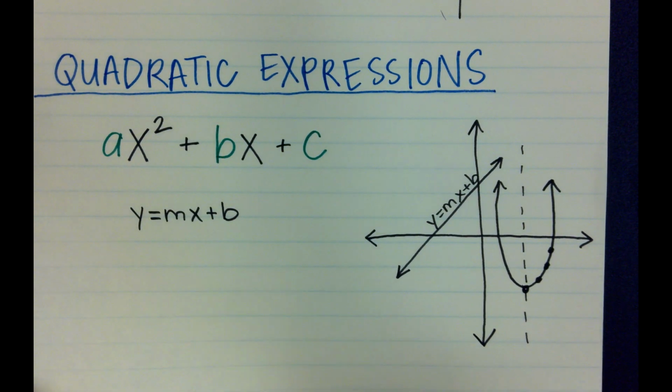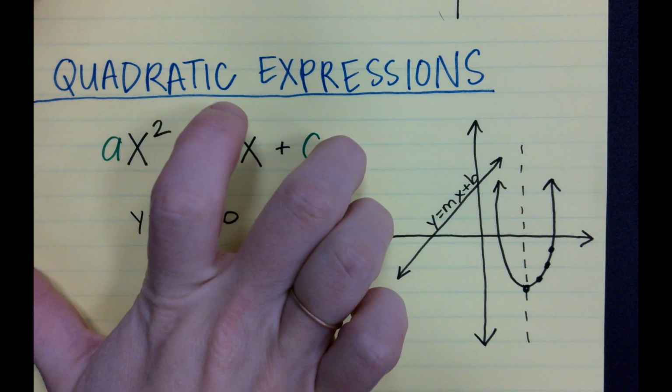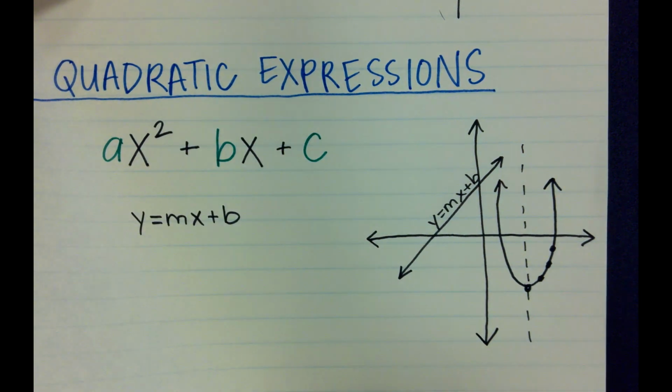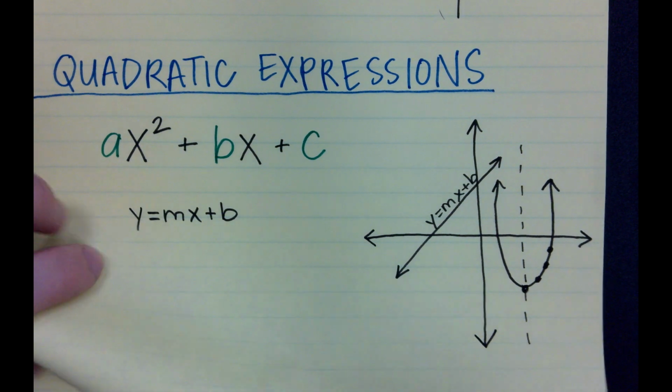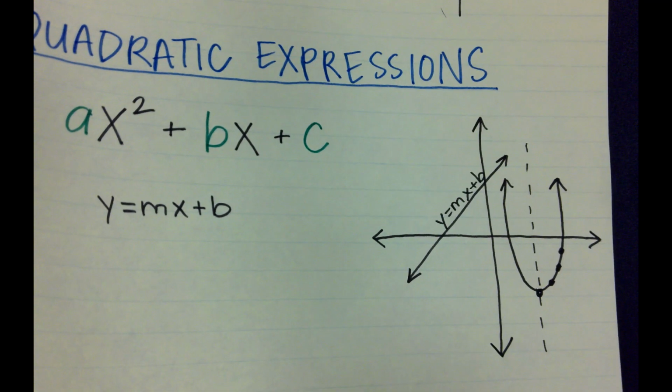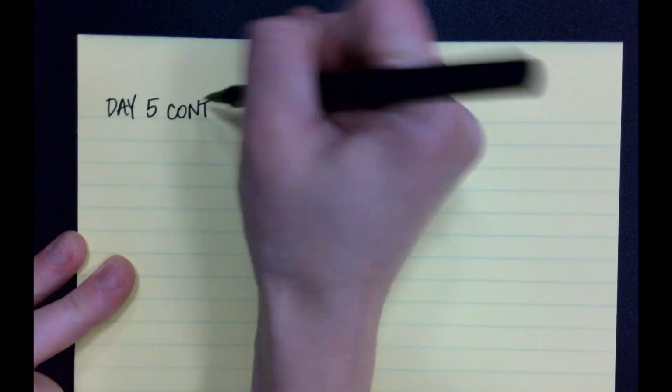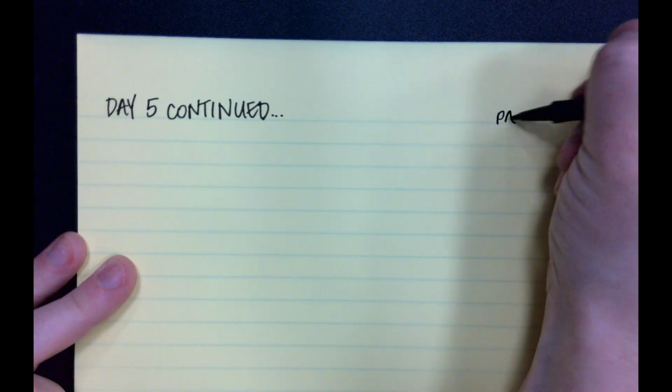Let's learn about factoring a quadratic expression. We're going to learn how to factor this and figure out what we multiply to get this. So I'm going to flip the page, and we're going to create a little guide together. Does anybody still need this? Okay. So this is day 5 continued, page 3 of our notes. I'm going to title that Day 5 continued.